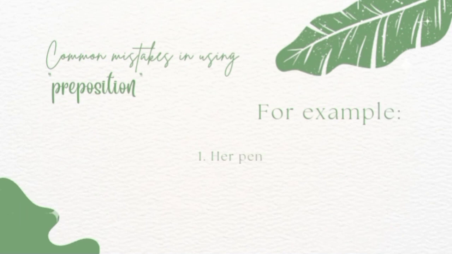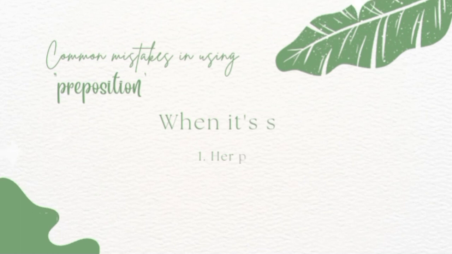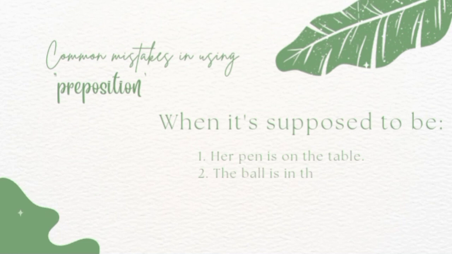Next common error is the use of prepositions. For example, her pen is in the table. The ball is on the box. When it's supposed to be, her pen is on the table. The ball is in the box. In is used when something is located inside a defined space, like a box, while on is used when something is touching the surface of something.